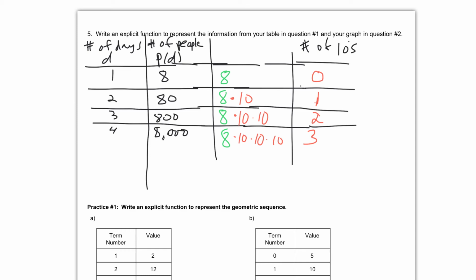So if we write that explicit formula, we have our P of D, equal to, we started with 8, we're multiplying by 10, and that 10 that we're multiplying by is 1 less than the number of days. So our exponent is D minus 1.